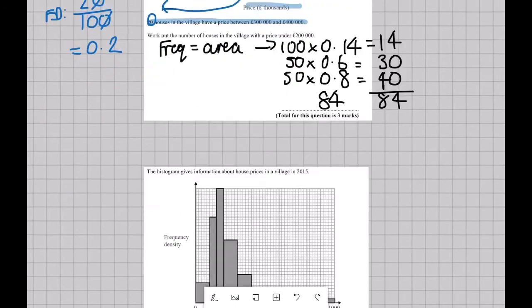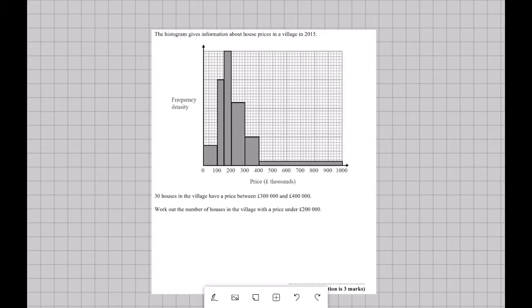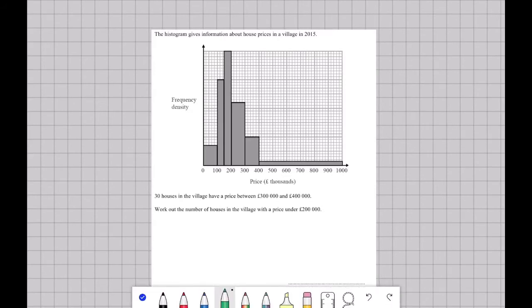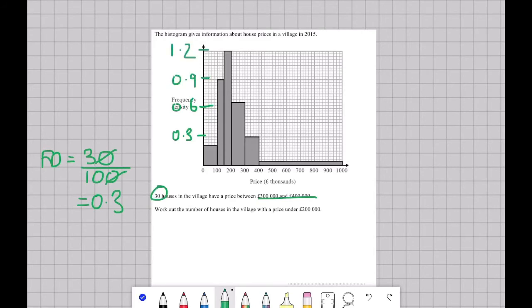So use that to answer the question underneath. Same kind of question, but this time we've got 30 houses between 300 and 400,000. So frequency density is frequency divided by the class width, which here is 100 again. So 30 divided by 100, which is 0.3. So I've got that as 0.3, so every two boxes is 0.3. So I've got 0.6, 0.9, and then 1.2. So again, I've been asked for the area of those first three, so the first one, the width is 100 times the height, so I've got there 0.15, and each box will be 0.015, so 0.18.